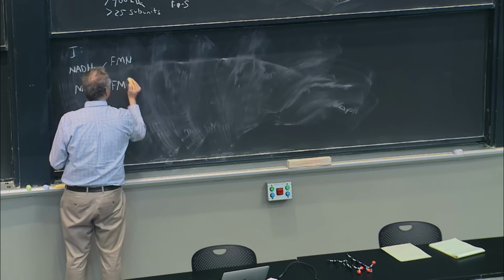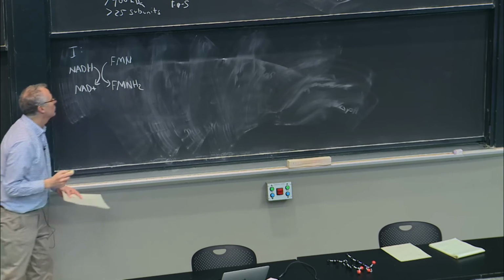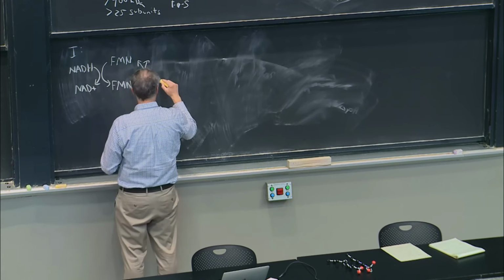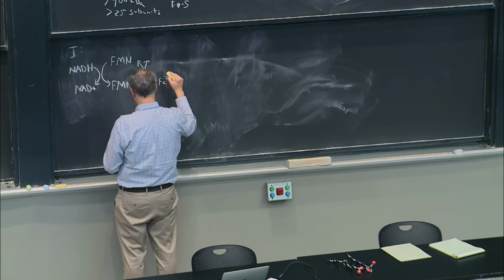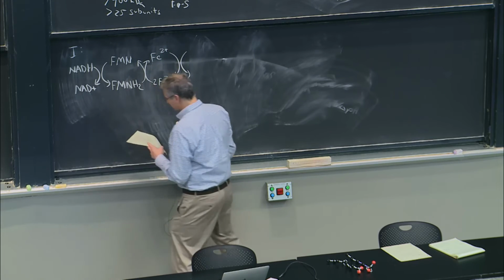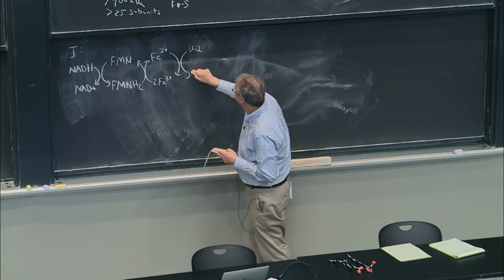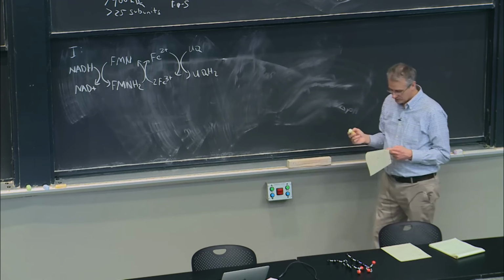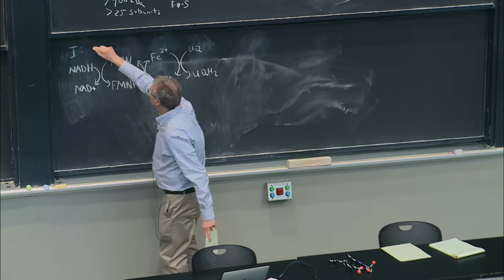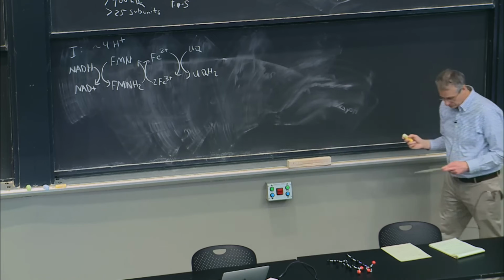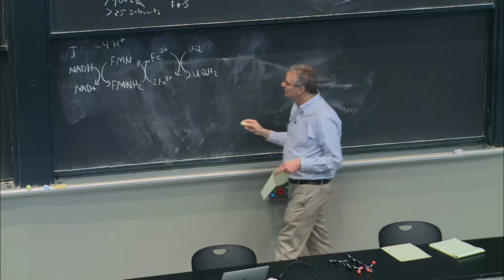That oxidation can be coupled to reduction of FMN. Ultimately, those are passed through some iron-sulfur clusters, leading to the reduction of ubiquinone. And in the process, this electron transport can pump on the order of 4 protons, or at least that's what's estimated.